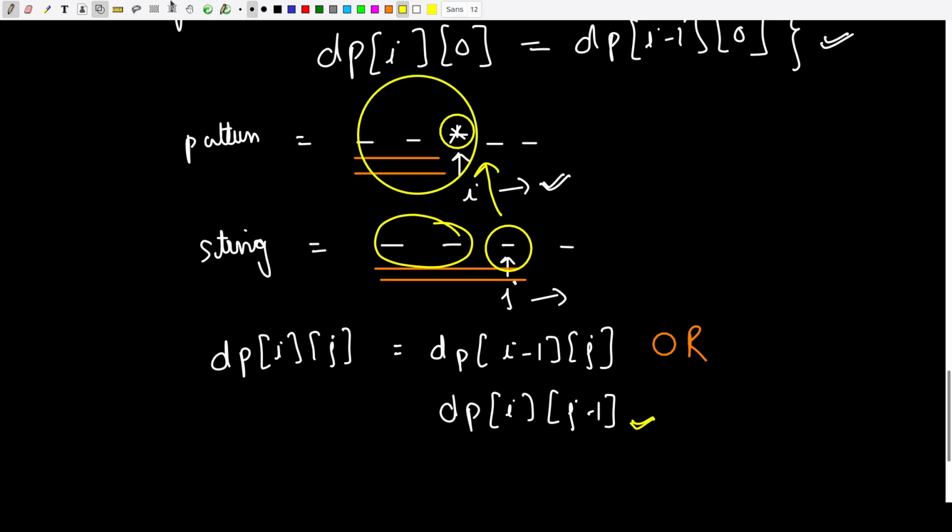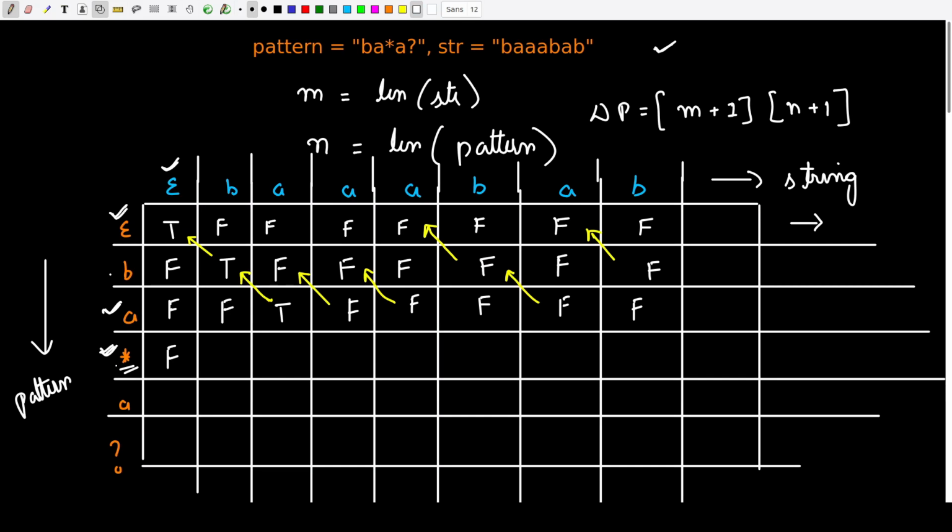Now let us use this logic in order to populate our DP table. In this case, the pattern is a wildcard, which is a star. So we just have to look at these two entries, this entry and this entry. If either of those two entries is true, then we are going to mark it as true, otherwise false. Since both the entries are false, we are going to mark it as false. Similarly, for this case, we have to look at these two entries. Since this entry is true, we are going to mark it as true. And in the same way, we will be able to populate the rest of the cases.